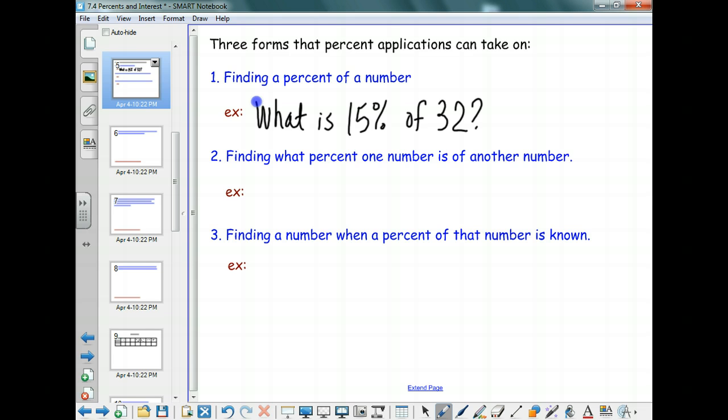The second one is finding what percent one number is of another number. So this question might ask something like this: What percent of 47 is 12?